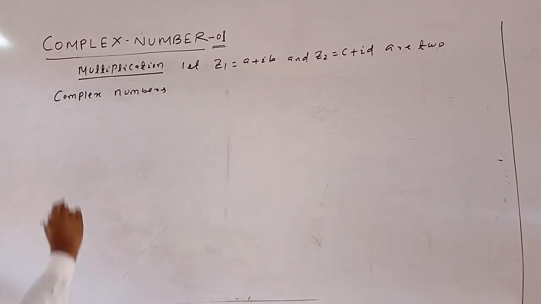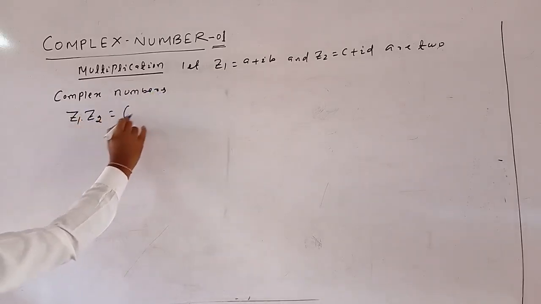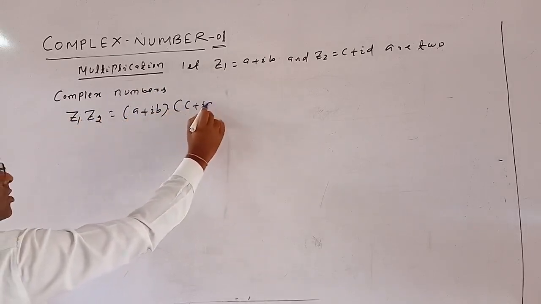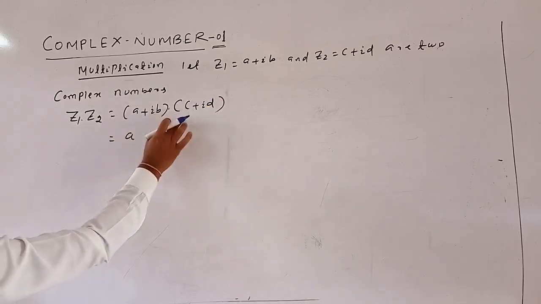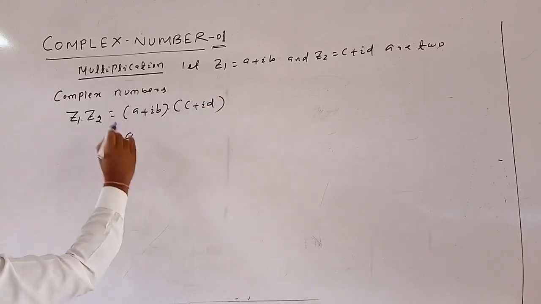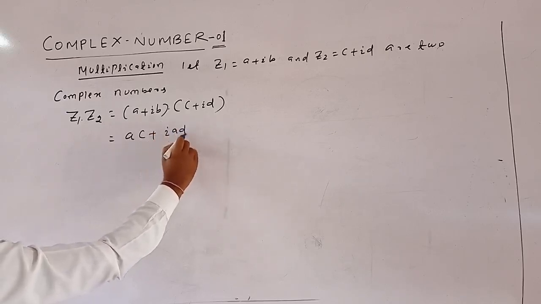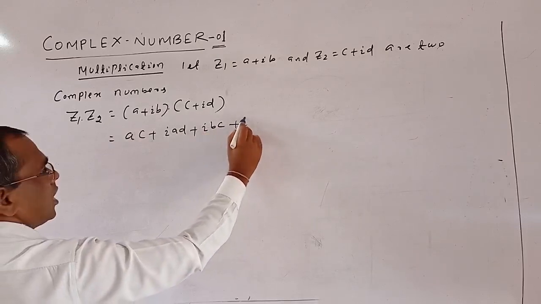Complex numbers z1 into z2, a plus ib into c plus id. So this is a into c plus id. Now multiply: ac plus aid, that is iad, plus ibc plus i square bd.